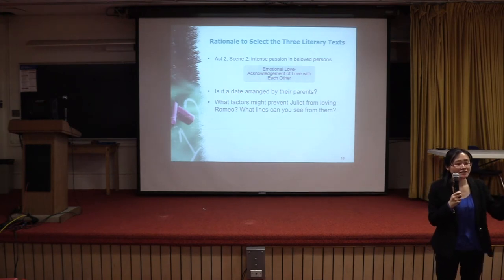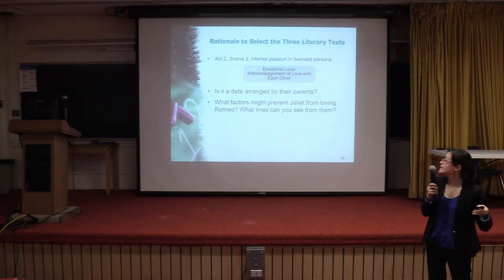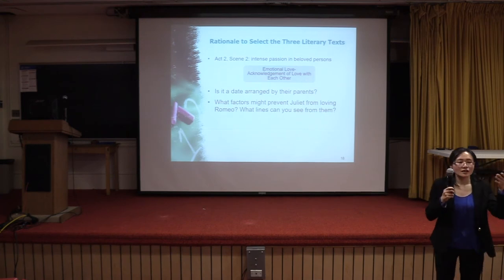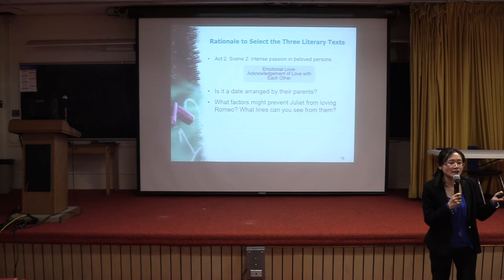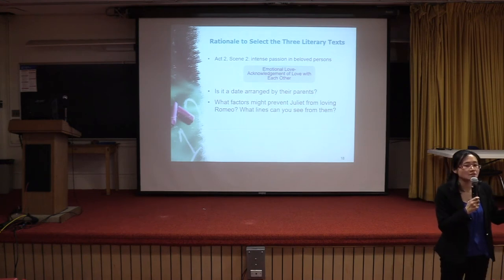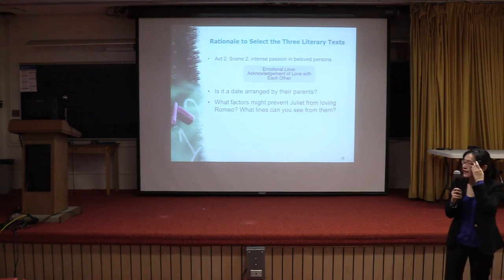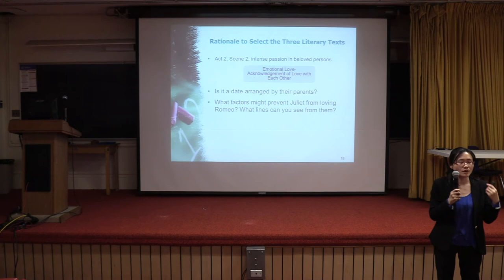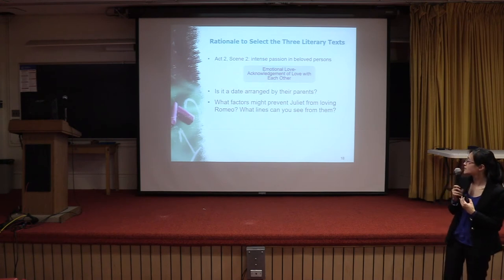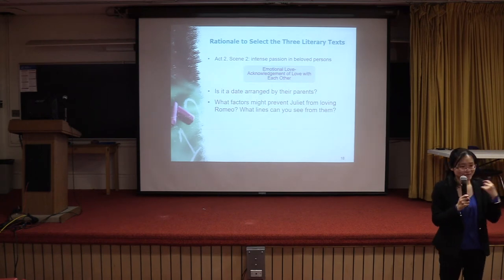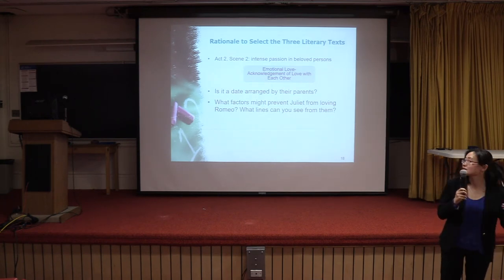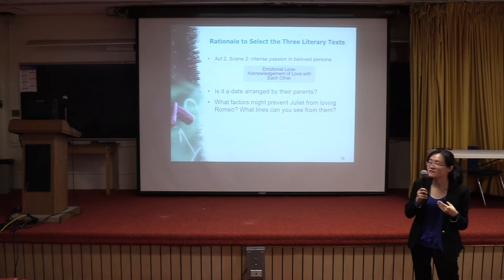Based on this context, the students should propose several big questions that are related to the common discussion questions we have chosen. You can propose questions like, what factors might prevent Juliet from loving Romeo? What factors and what lines can you see from them?